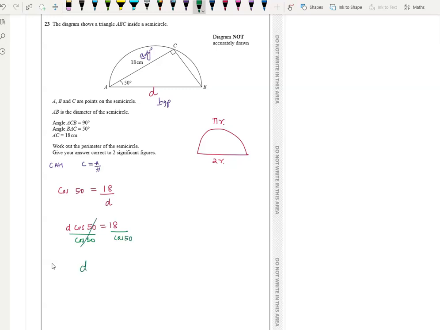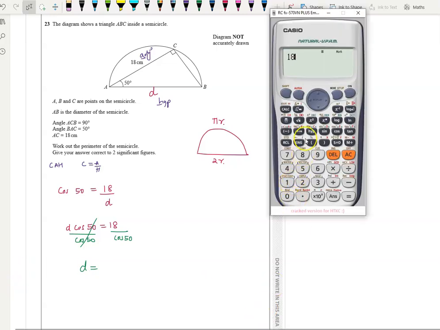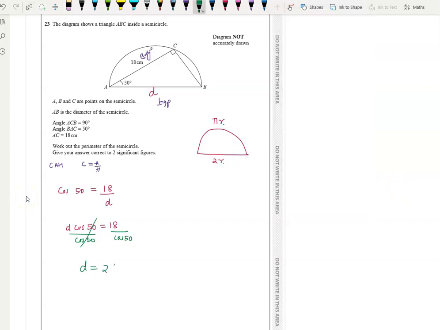So D equals 18 over cosine 50. Put this in a calculator. 18 over cosine of 50 gives you 28.00. So the diameter is 28.